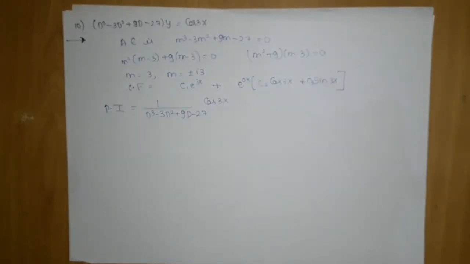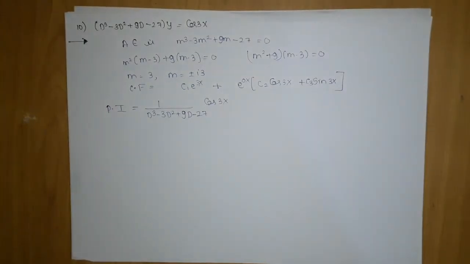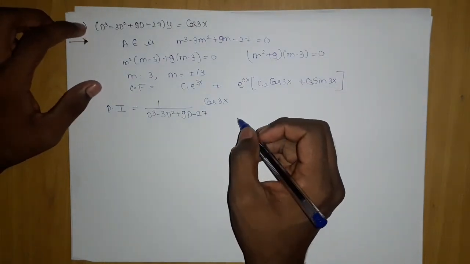Now just tell me one thing, do we need to simplify this? Many children write the cos 3x formula. There is no need, because I have mentioned that you have to do the manipulation only when the power is greater than 1. Here it is cos 3x, not cos cube x. So there is no need of doing the manipulations.